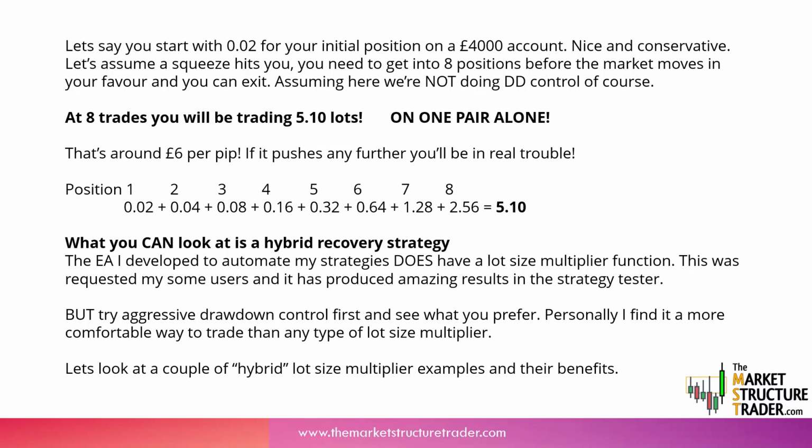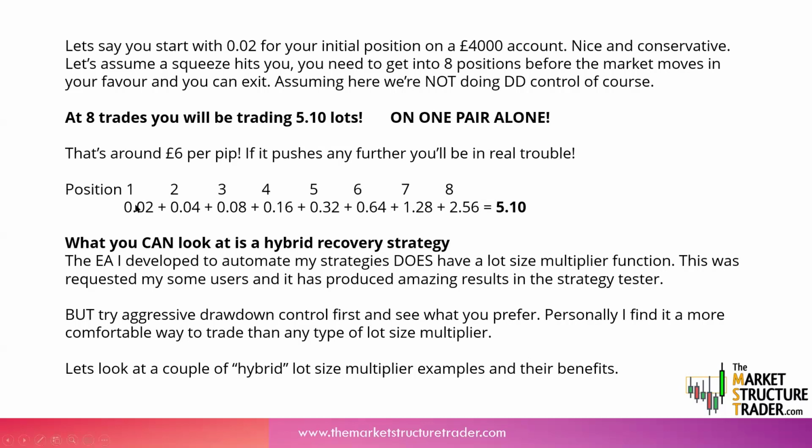Okay, so at 8 trades using Martingale, starting with a 0.02 lot size, you will be trading 5.1 lots on 1 pair, if your broker will let you get there without a margin call. Right, so that's £6 a pip. If the price pushes further against you, you're going to be in real trouble. Yeah, pound New Zealand is going to move what, 150 pips or something in a day. Yeah, 150 times 6. I'm not even going to do the maths, but on that account, you're in massive problem, aren't you? Right. So this is how it works.